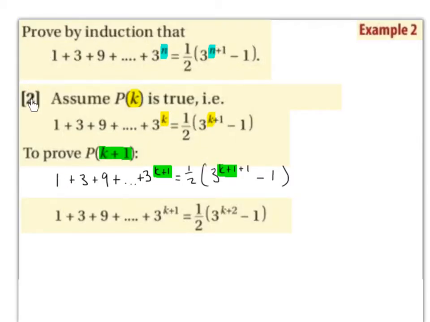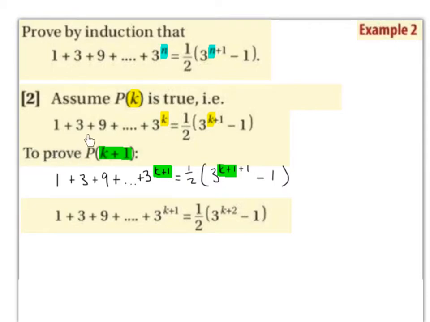So step 2, assume p of k is true, i.e. 1 plus 3 plus 9 plus ... plus 3 to the power of k equals a half times 3 to the power of k plus 1 minus 1. So basically just swapped each of these n's for k. So this is our assumption, and we just take for granted that that is true.